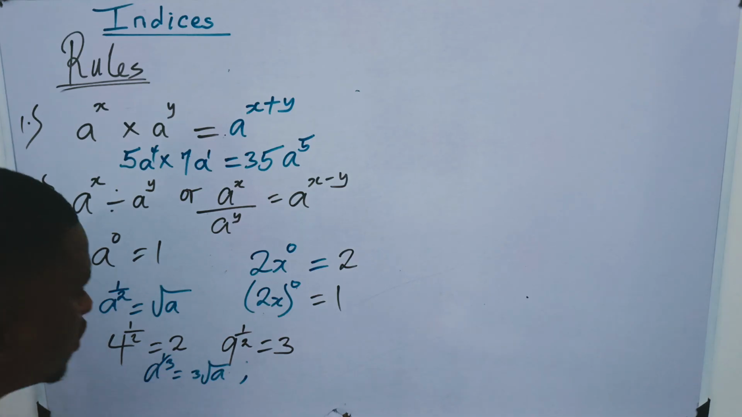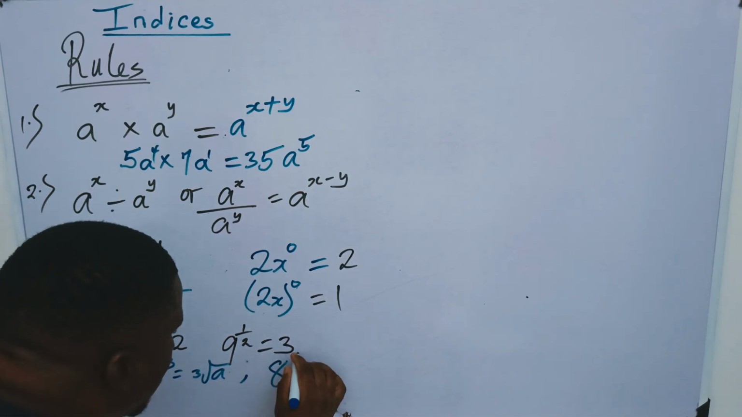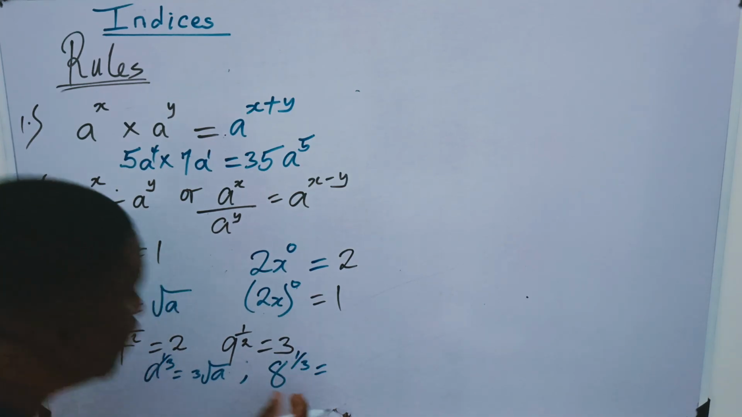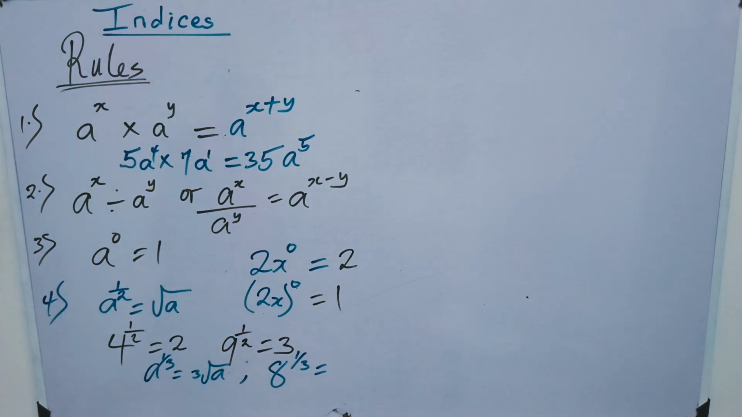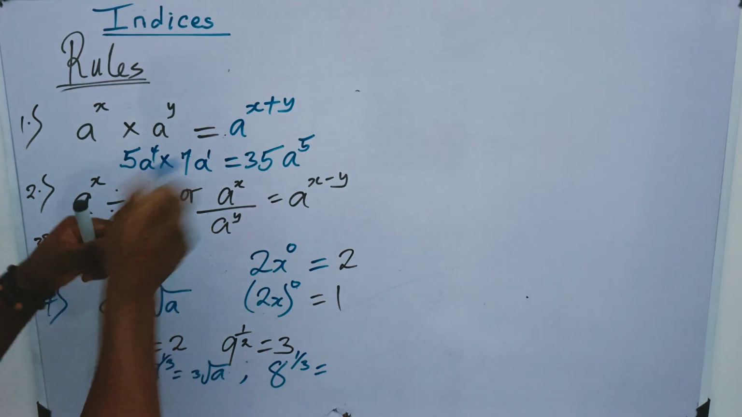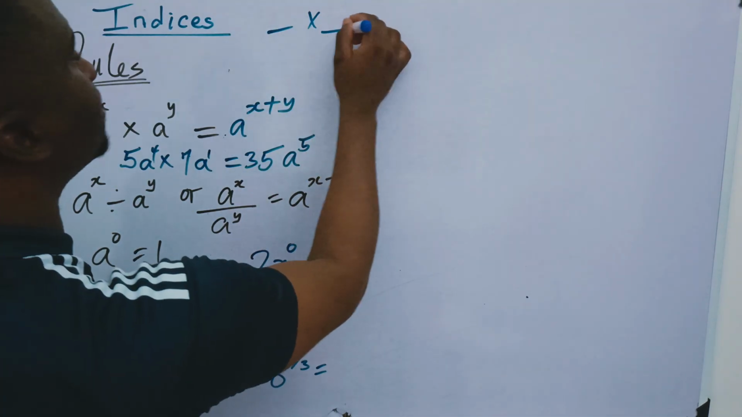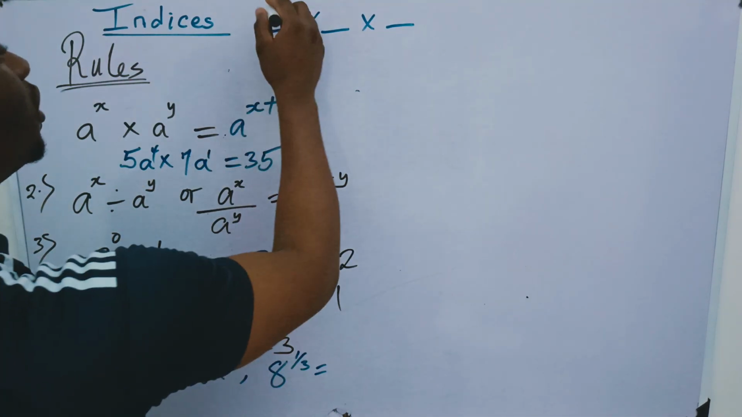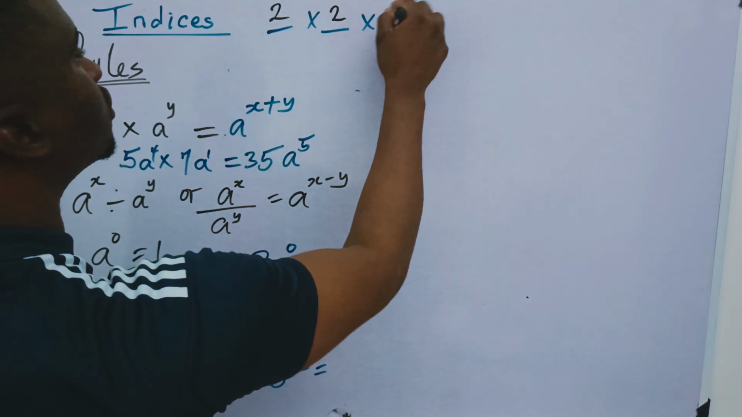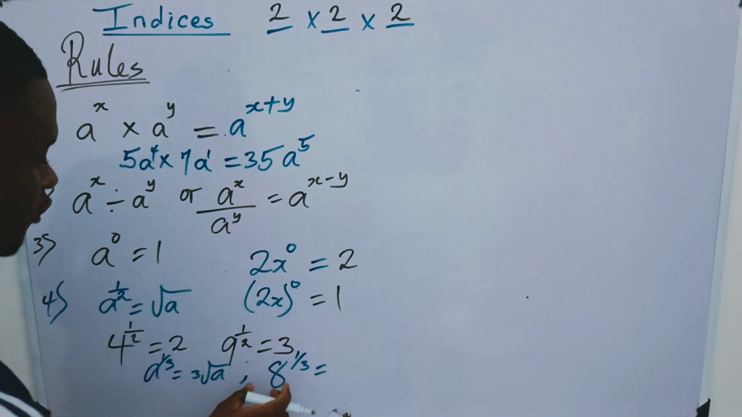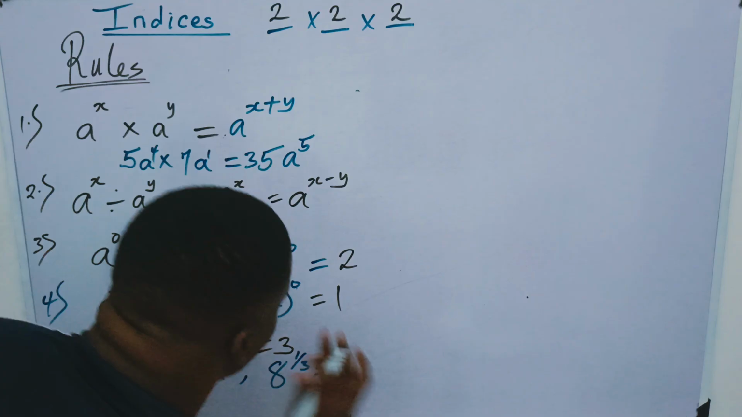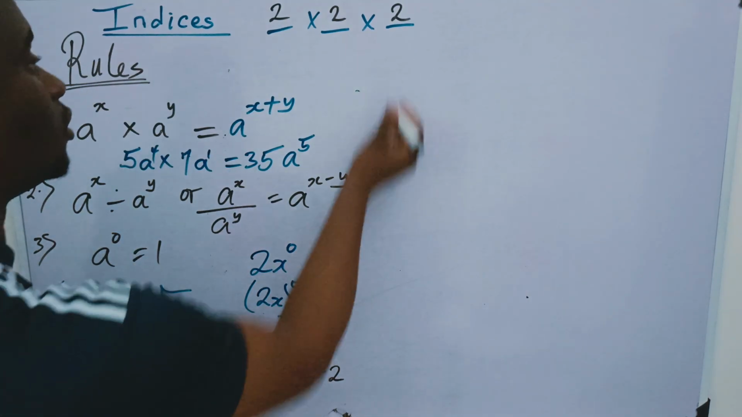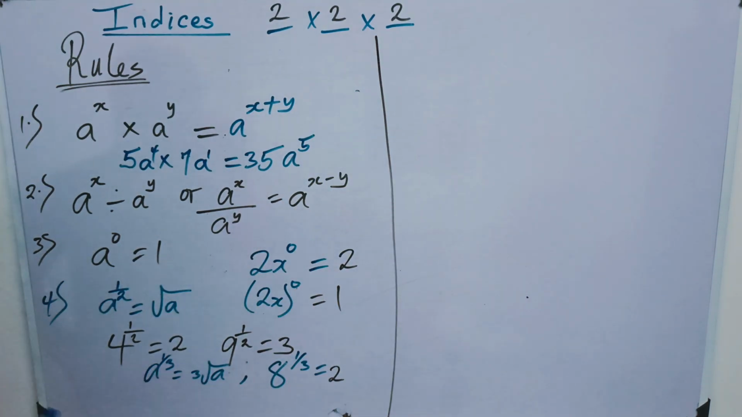So the next time you see questions like 8 raised to the power of 1 over 3, you're looking for the cube root of 8. The cube root of 8 would mean: what's that number that when I multiply by itself 3 times, I'm going to get 8? Of course, the number is 2, because 2 times 2 is 4, times 2 is 8. So the cube root of 8 is simply 2. All right, so let's go on with further laws of indices.